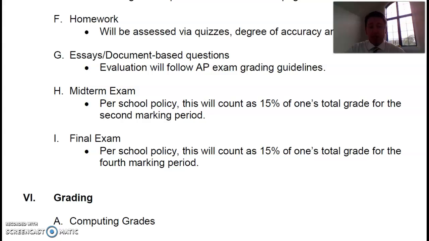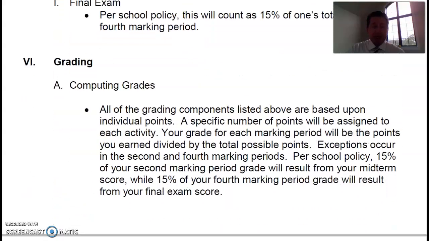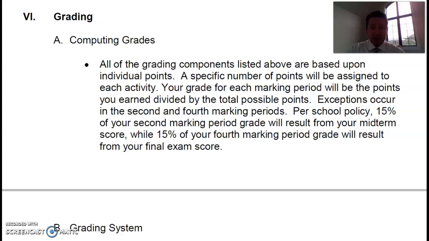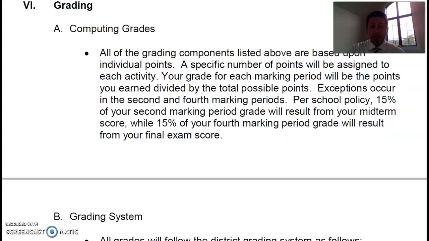We are supposed to have a midterm and final exam for the course. I know the last couple of years this has changed because of some scheduling issues and certainly some hybrid models that have gone into place. But as it stands, we typically have a midterm exam that counts as 15% of the student's total marking period grade in the second marking period, and likewise for the final exam in the fourth marking period, where it also counts as 15% of the fourth marking period grade. So everything that I do grade is given a point value, so it's very easy for students to figure out their grade. It's just their total points divided by the total possible.